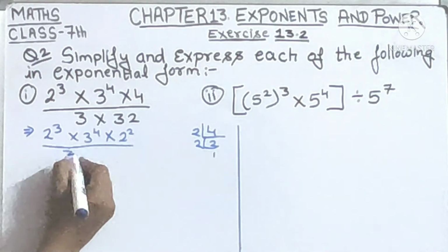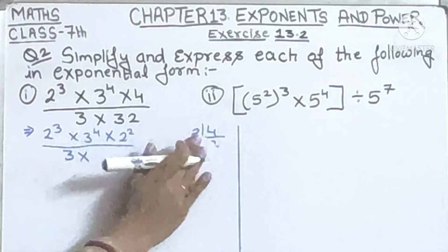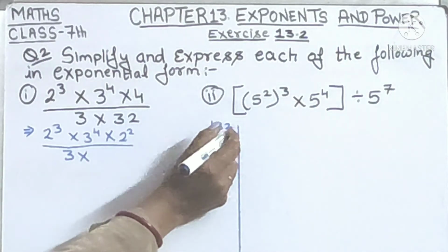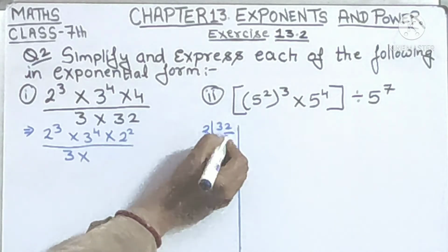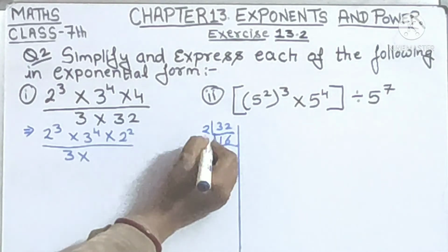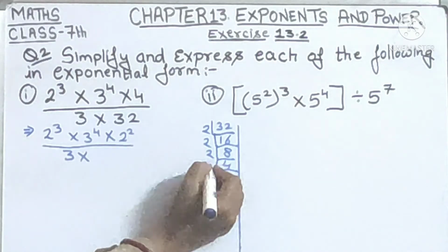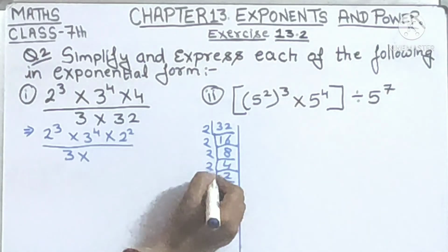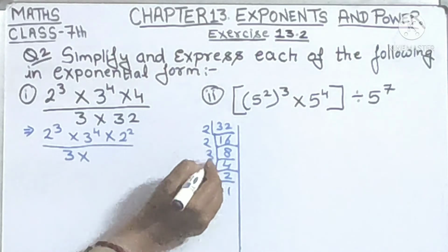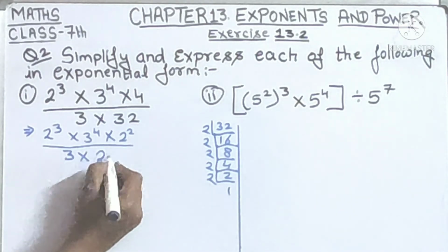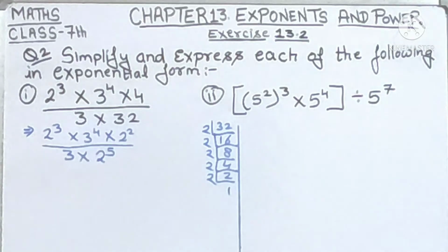Now the 3 as it is, and here we can see 32. Now we will find the LCM for the 32. 2 1s are 2, 2 6s are 12, 2 8s are 16, 2 4s are 8, 2 2s are 4 and 2 1s are 2. 1, 2, 3, 4, 5. We got 5 times 2, so we can write it as 2 raised to the power 5. Now it will be easy to solve.